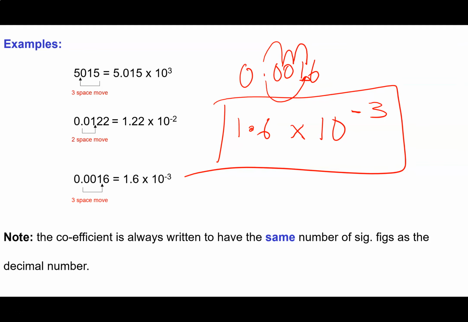Now I'm just going to mention something now which won't have a lot of meaning at the moment. But the coefficient in your number, when you write it in scientific notation, always has the same number of significant figures as the decimal number. So that doesn't mean a lot right now, but you want to keep that at the front of your mind later on, when we're dealing with significant figures. And I'll review that at the time, but I'm just mentioning it right now.